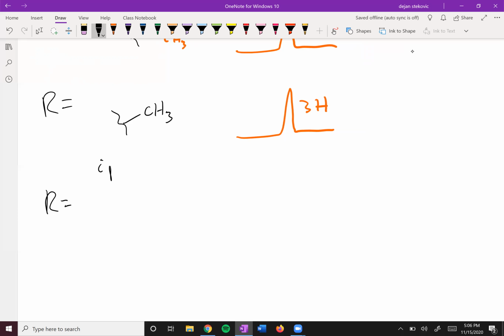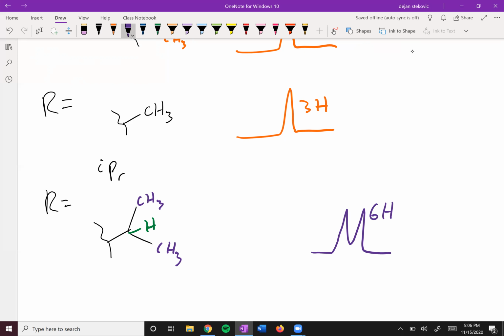Another common one is isopropyl. And so if we think about our isopropyl group, we have something like this. We have 2 CH3s here, and then we have a single H right here. If we think about the splitting of this, the 6 H's will split into a doublet because they have one neighbor, and it should integrate to 6 hydrogens. And then the 1 hydrogen by itself will be a multiplet or a septet.